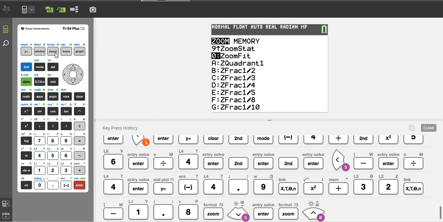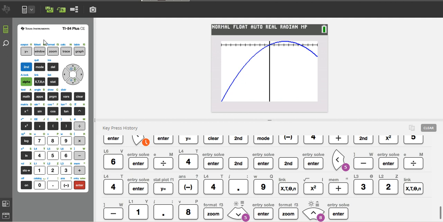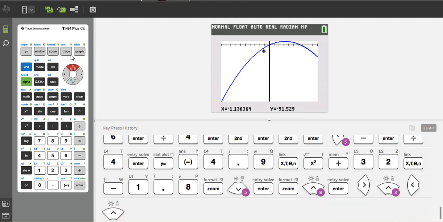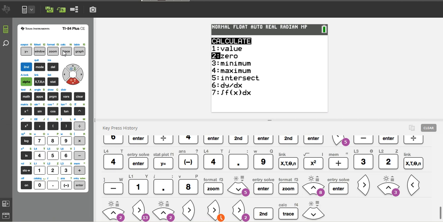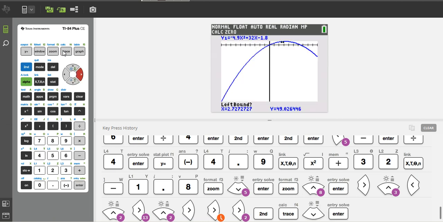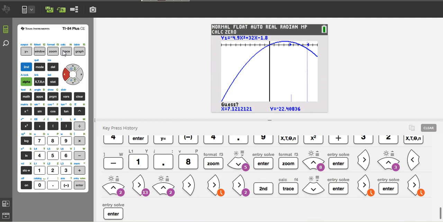Sometimes that gives you a good picture, sometimes it doesn't. That gives us a reasonably good picture. If we look at this though, it's a little bit hard to tell, but this right here is actually at a very slight negative x value, it looks like. So really what we want is this one right here. So how do we find that 0? Second calc, 0. We go to the left of that, press enter, go to the right, press enter, guess.